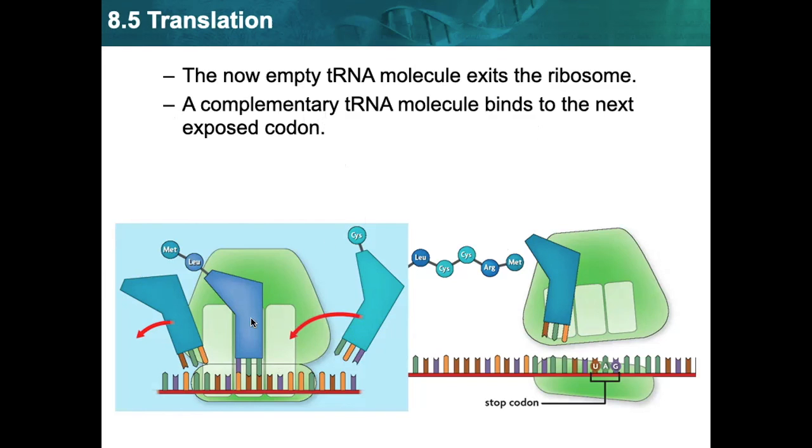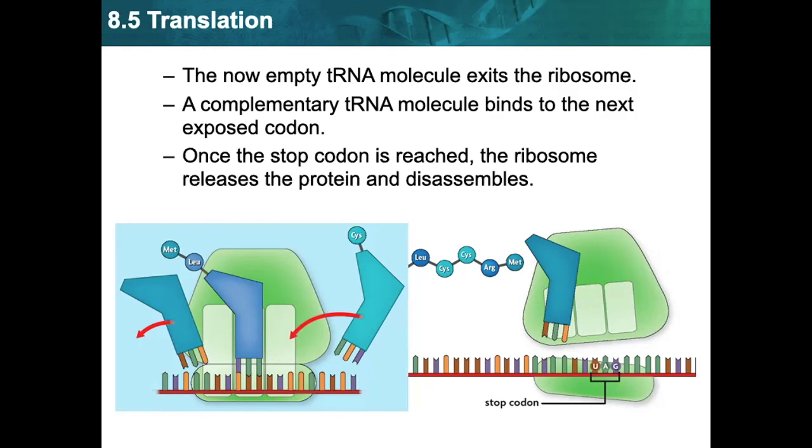And so it just keeps on adding in tRNA molecules that way. And it builds the chain of amino acids. You can see it along here. Eventually, it's going to find the stop codon. There's 3 different possibilities for that. But once it finds a stop codon, then the ribosome detaches and it just disassembles. And now the protein is finished.